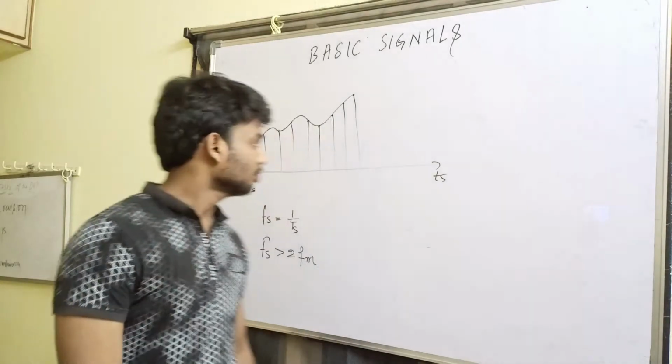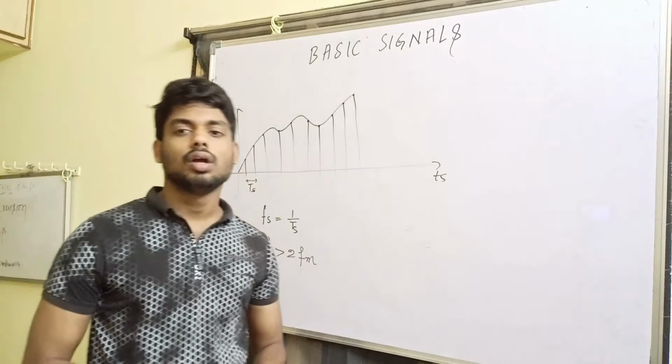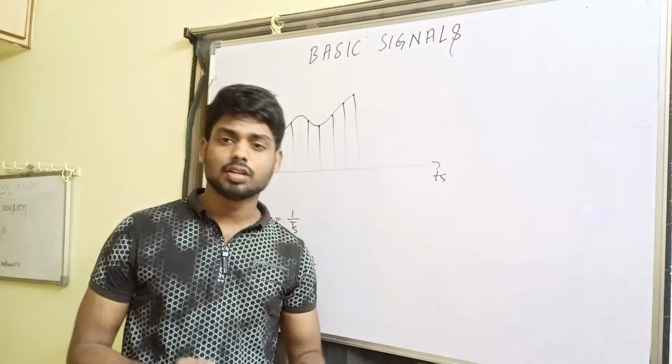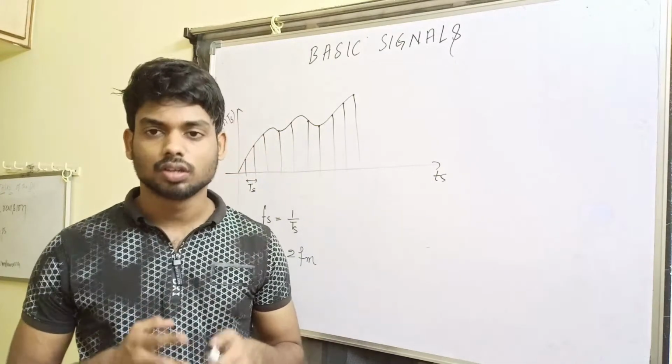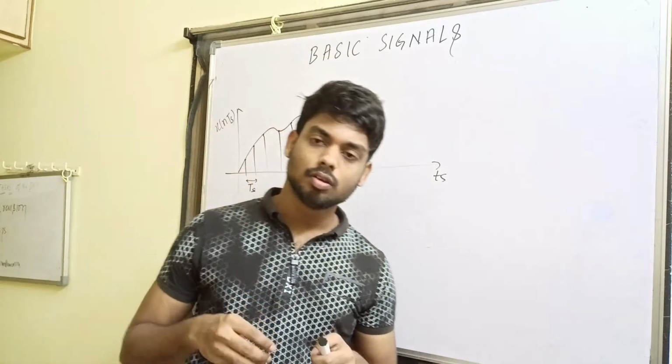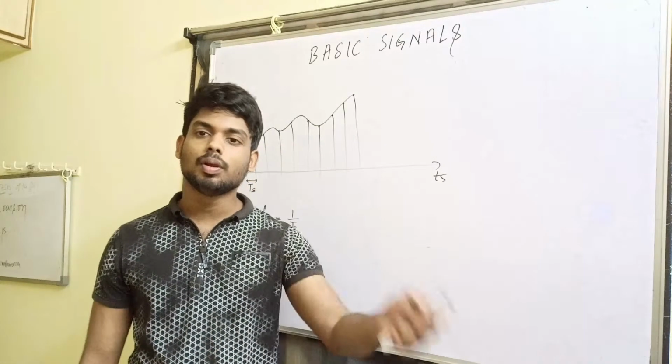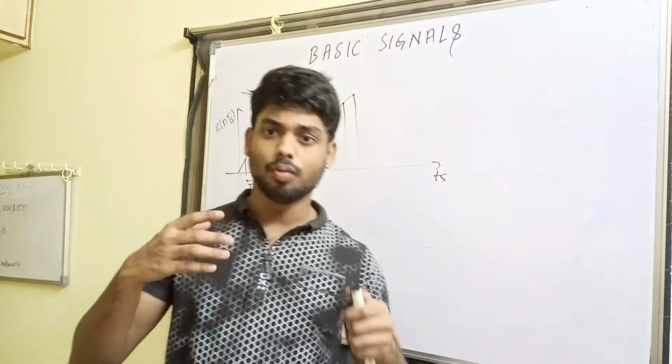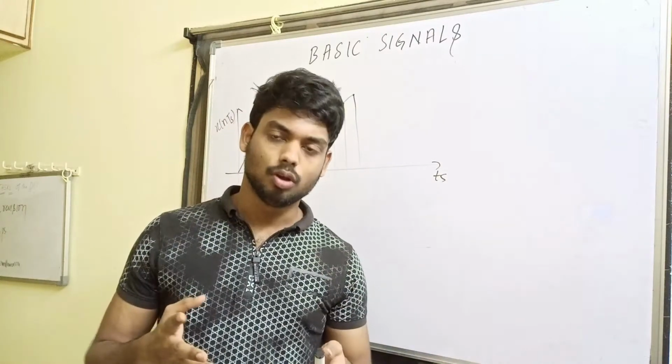Why is it so? Why do we need to understand the correlation between the continuous time signal and the discrete time signal? This is the question. The answer is, in the course of signals and systems, we will be dealing with all the properties that belong to signals.